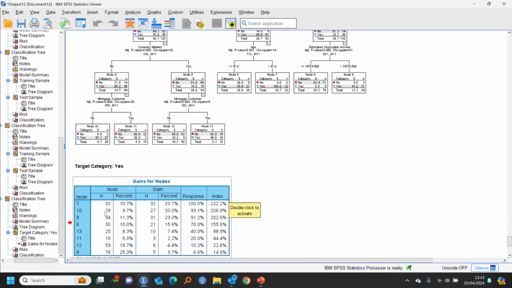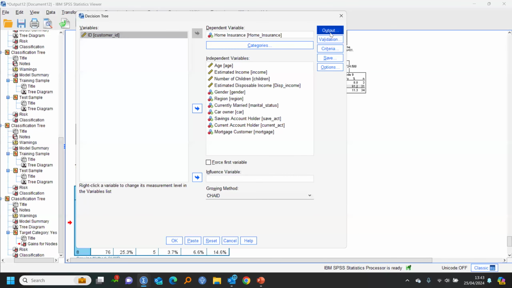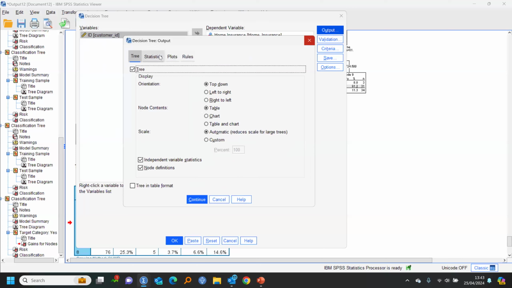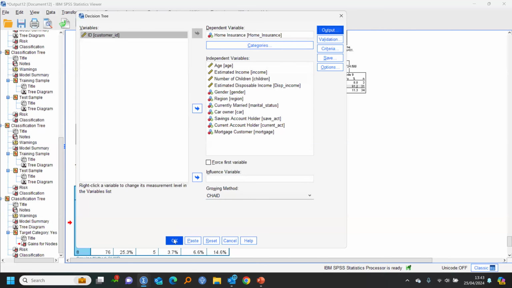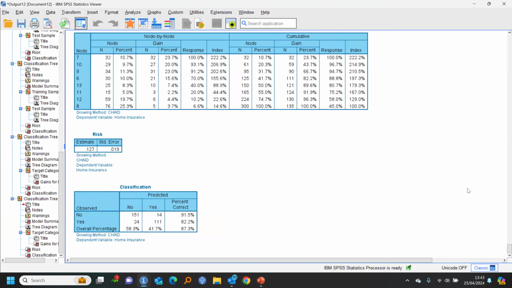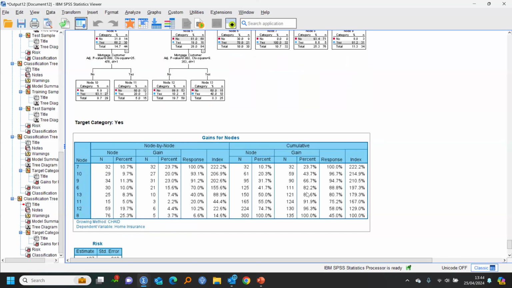So adding these two together, if we just use those two nodes to identify the people who are home insurance, we would find 43.7% of them in that group. And in fact, if you go to decision trees here and go to the output, the statistical output, you can see this extra stuff. You can ask for cumulative statistics. Continue here. Click OK. It runs it again and gives you the cumulative gain. So this is really this bit here. It's saying for the first 3 nodes, you're finding 66% of the people in the target group.